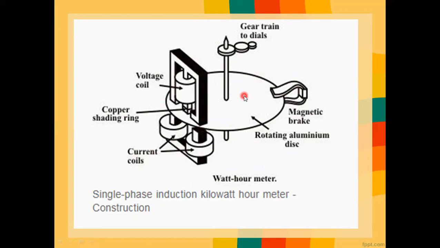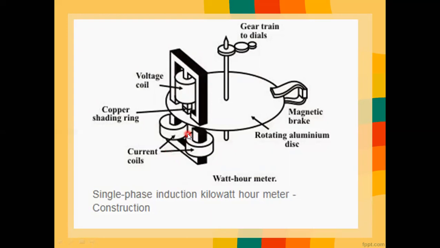Now you can see the single phase induction type energy meter construction. This is the E-type laminated electromagnet M2, which has voltage coil in the central limb. To adjust the flux produced by this to be in quadrature with the voltage across this coil, we use copper shading rings. We can adjust the position of the copper shading rings. Similarly, we have a U-shaped laminated silicon steel core M1, which had current coils which are connected in series and then series to the load.